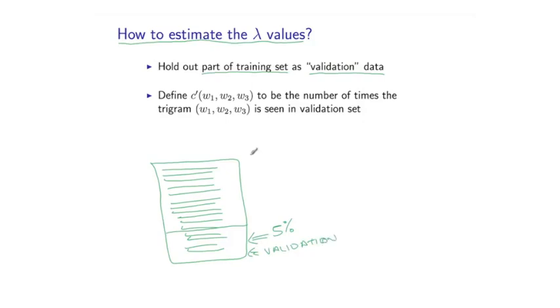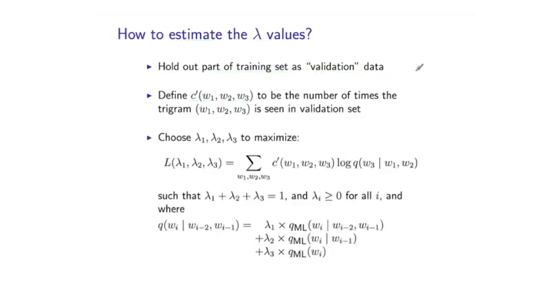So the counts used in the maximum likelihood estimates will be taken from the main portion of the training data. But in addition, for any trigram w1, w2, w3, I'll define C primed to be the number of times that trigram is seen in this validation portion of the training data. So we then proceed as follows.